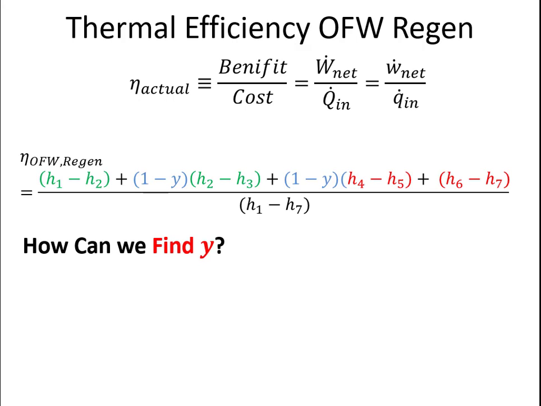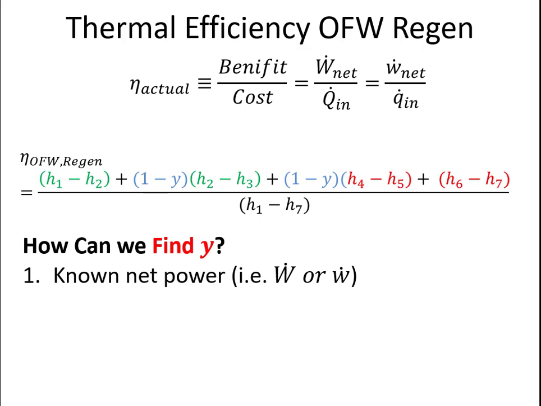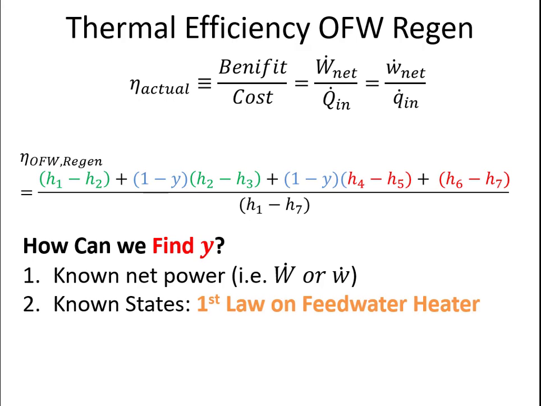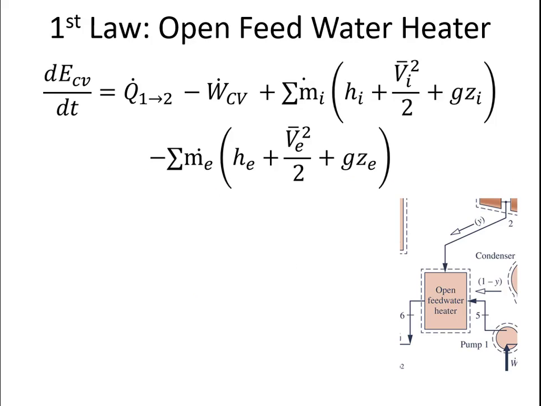Now the question might be, in a problem maybe you're given y, but maybe you have to find y as well. If you have to find y, what you typically would do is look at a case where maybe you're told the net power in the system. If you're told the net power, then our numerator here is known and we can find y. You can look at a first law analysis on a feedwater heater. This is usually something you'll have to do in a regeneration problem.